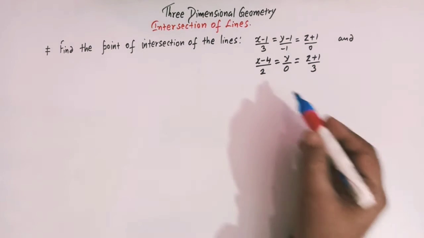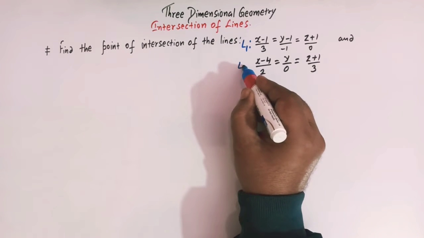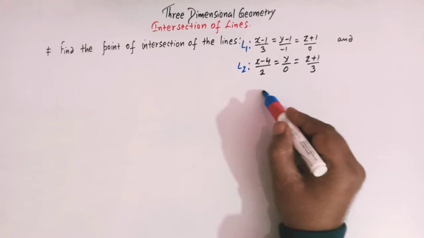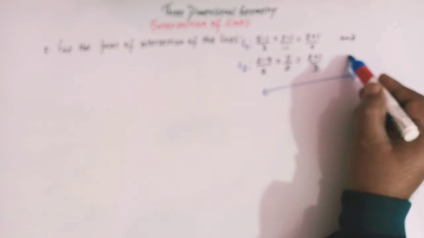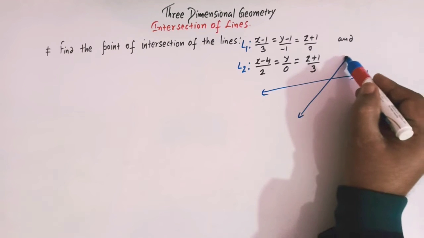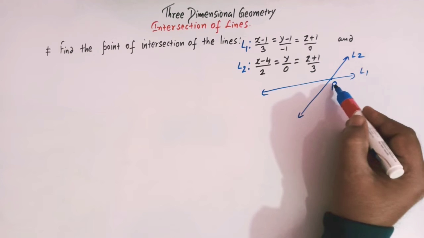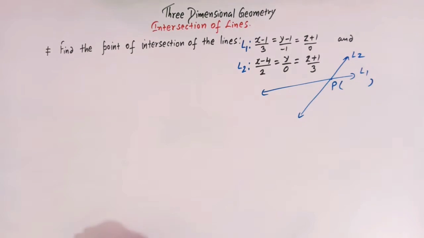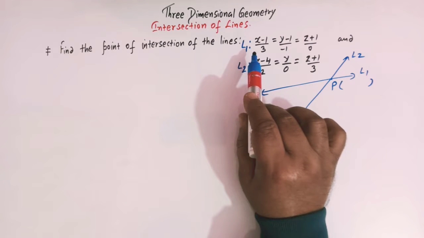so let us call this line L1, and let us call this line L2. Suppose this is the first line L1, and this is the second line L2. And this is the point of intersection P, and we have to find the coordinates of this point P. So here we'll find the coordinates of the general point.